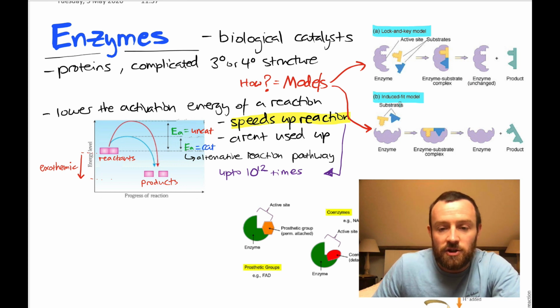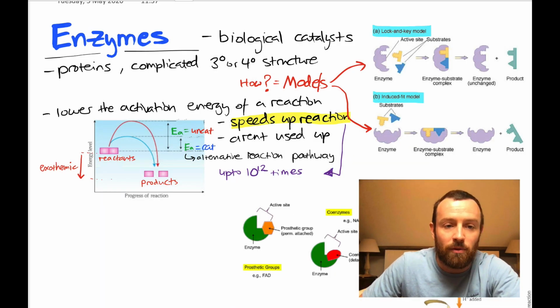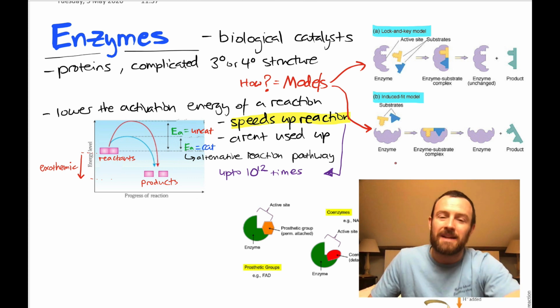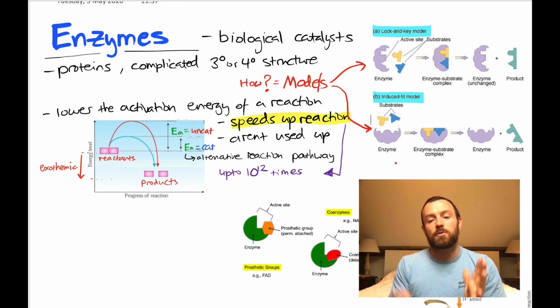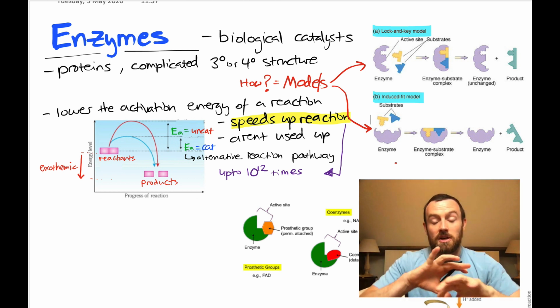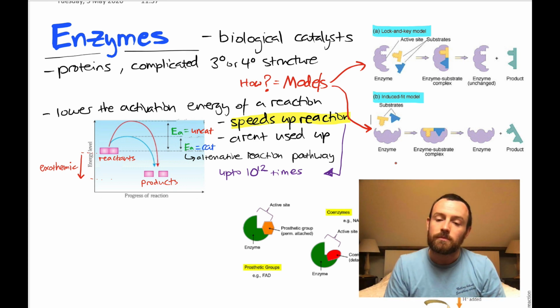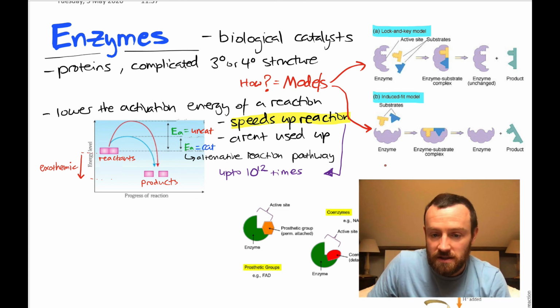Okay. Now, the induced fit model is exactly the same, except you can see that there is a subtle change of shape when the substrates come and join with the enzyme to form the substrate complex. So let's label that there. It's been described as if, when you put a glove onto a hand, it slightly changes shape to fit the hand. So there's just a slight conformational change between the enzyme and the substrates, kind of fitting together a bit like that.